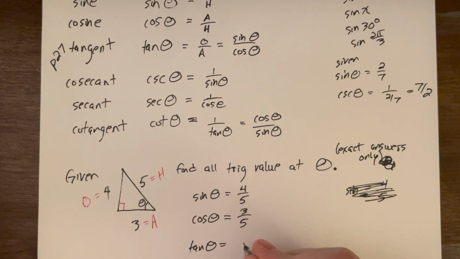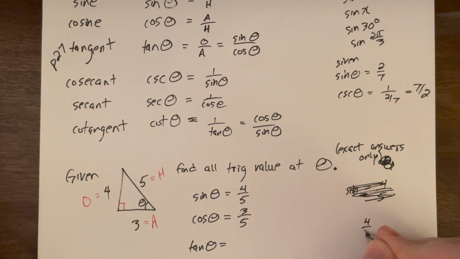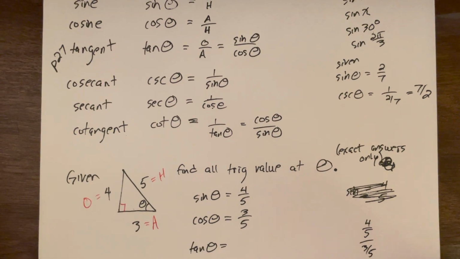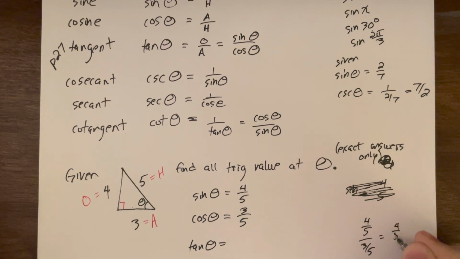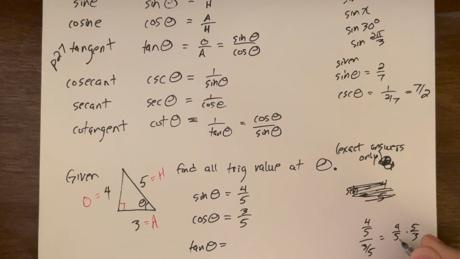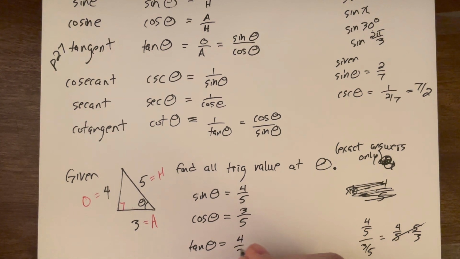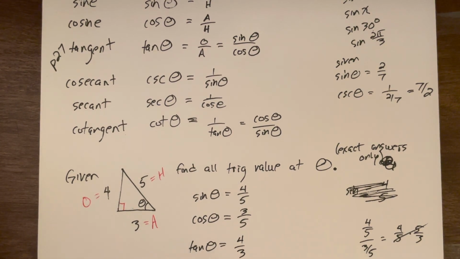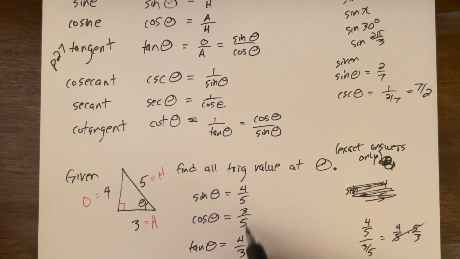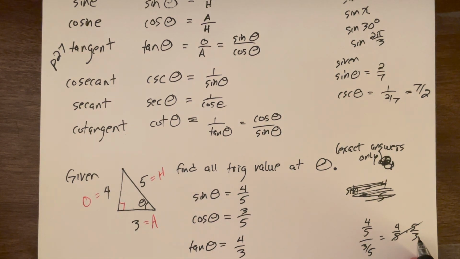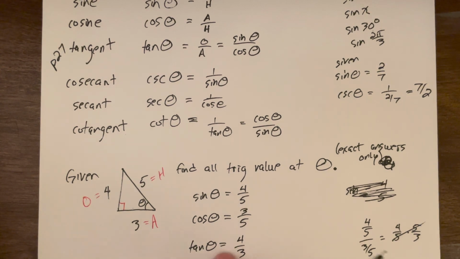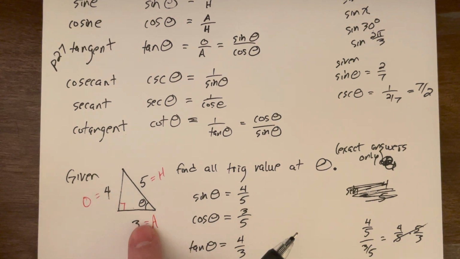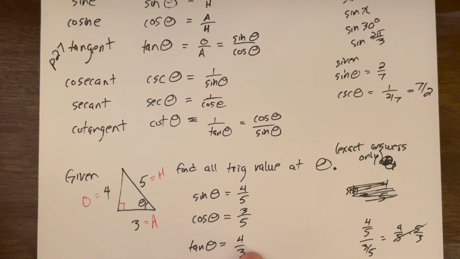So if you did this the long way, you have 4/5 over 3/5. Continue that. That becomes 4/5 times 5/3. The 5s cancel, and you get 4/3. We had sine and cosine, plug those in, reduce, clean it up a little bit, or just jump right to the right triangle, opposite over adjacent, there's your 4/3.